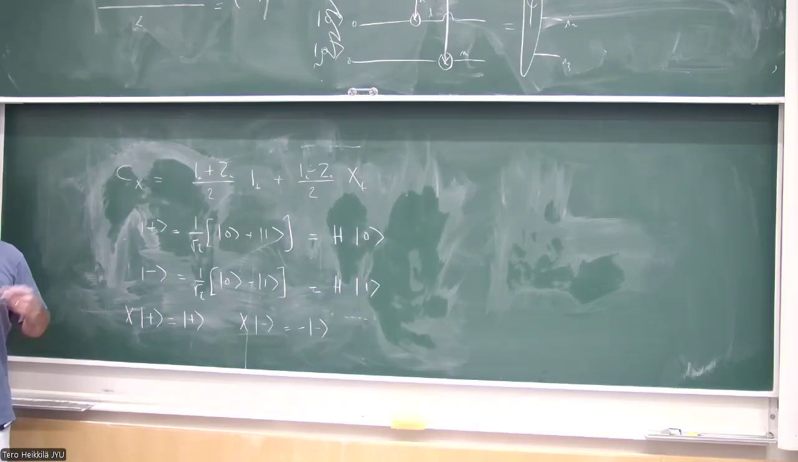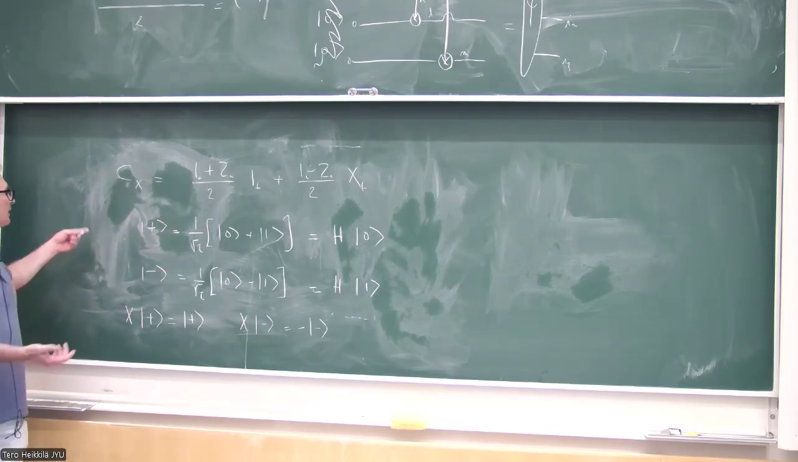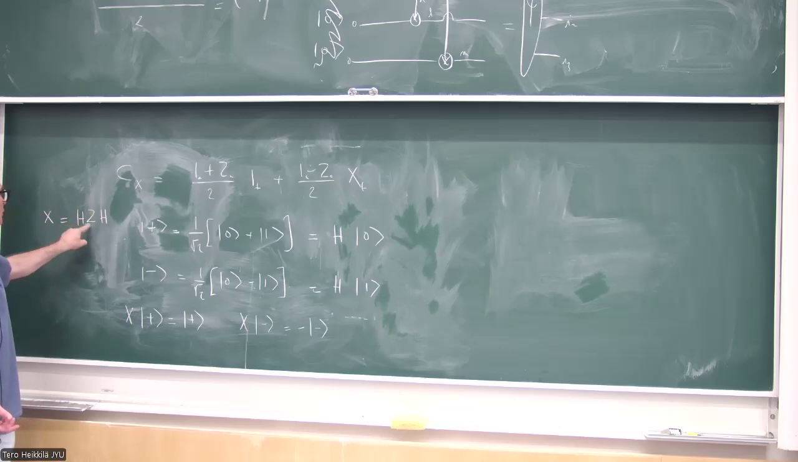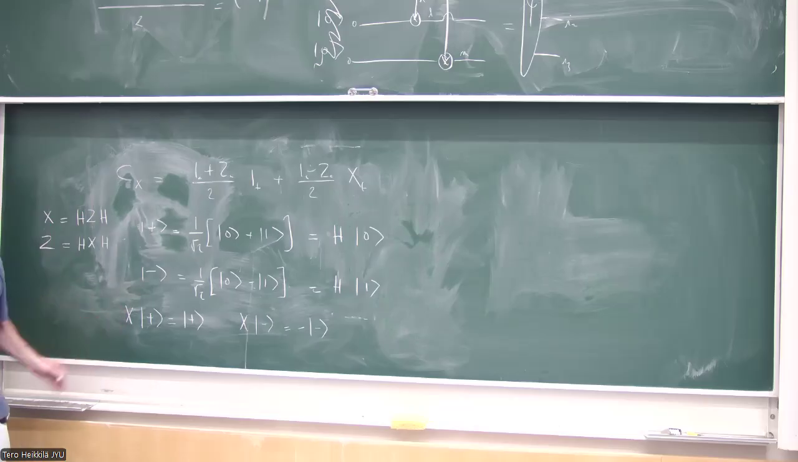Bottom line, Hadamard goes from 0 to plus, and then if you reapply it, you go back to 0. So it really goes from one basis to the other. If you work out the algebra, X is equal to H Z H. So if you change basis, the X and Z operators exchange, and Z is equal to H X H. You can also multiply these matrices and check if you don't believe in the eigenstates, for instance.